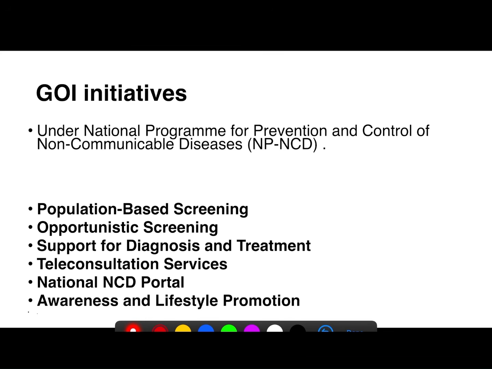What are the different Government of India initiatives for diabetes and other non-communicable diseases? The National Program for Prevention and Control of Non-Communicable Diseases. There is population-based screening, in which the government is targeting early detection and screening of individuals aged 30 years and above. There is a provision of opportunistic screening, in which screening is implemented at all levels of healthcare facilities, and every opportunity is utilized for the detection of diabetes.